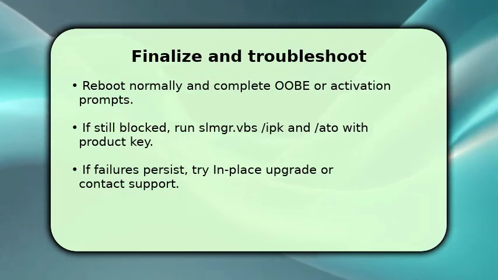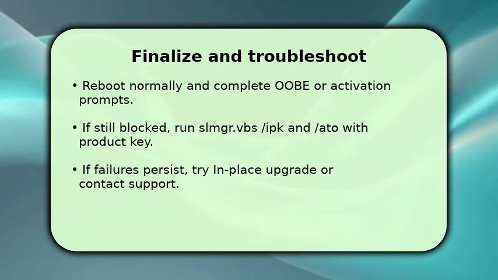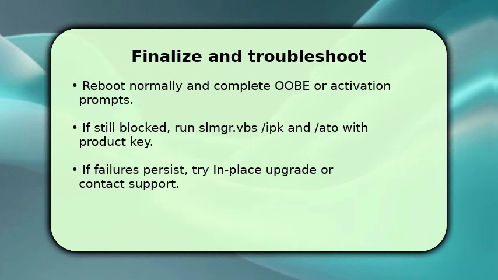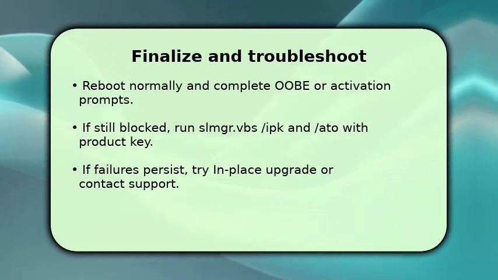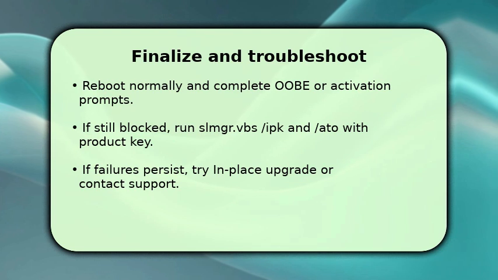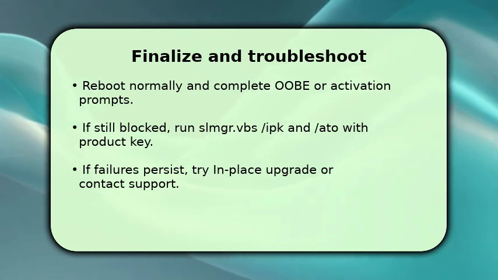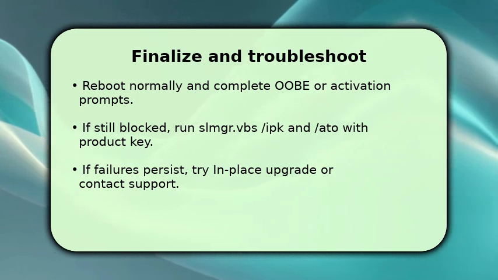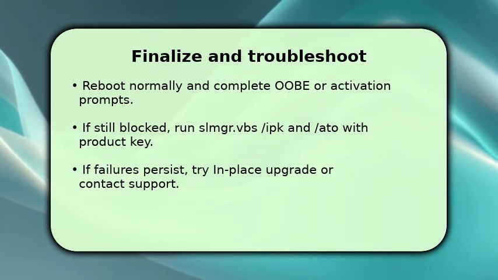This verifies the registry changes allow Windows to load the license terms. If you still see the error, use an elevated command prompt and run slmgr.vbs /ipk with your product key, then slmgr.vbs /ato to reapply activation, because re-registering licensing components often clears the block.